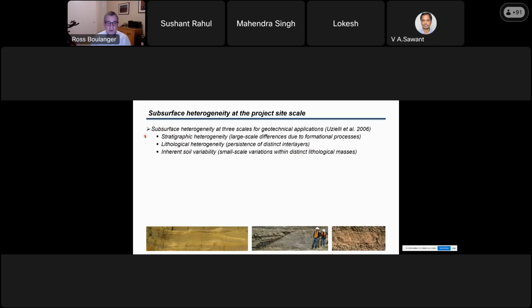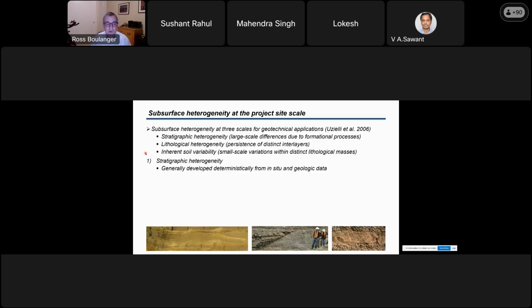Within those large scale stratigraphic units, we can look at lithological heterogeneity. This would be within a unit where there's the persistence of distinct interlayers, like interbedded sands and clays, or gravels with sands, things like that. We also have inherent soil variability, where maybe within a unit it's a fairly uniform deposit of clay, but you get local variations in undrained shear strength, or in a deposit of sand, you get variations in relative density.